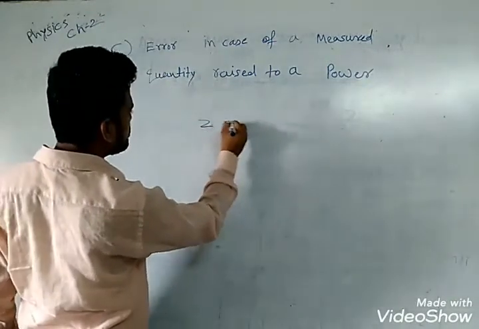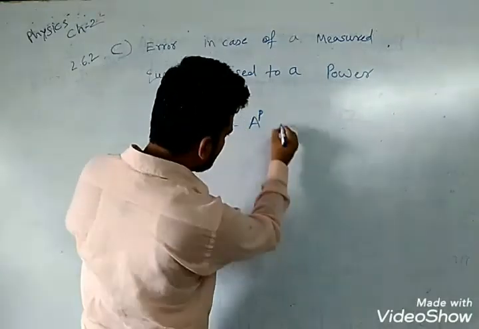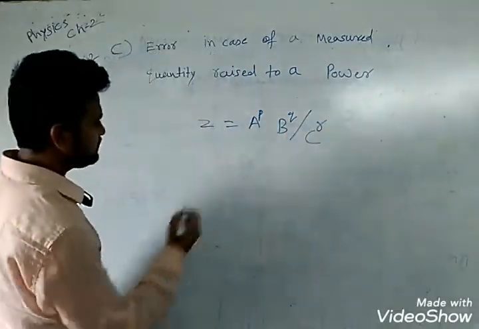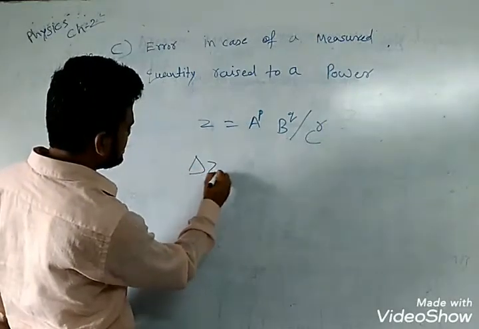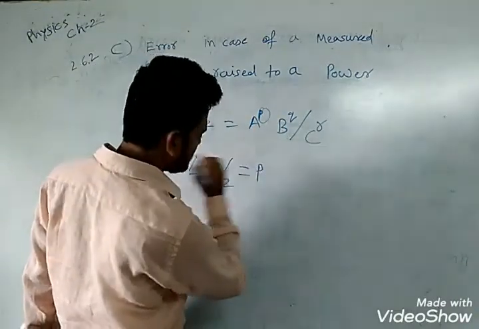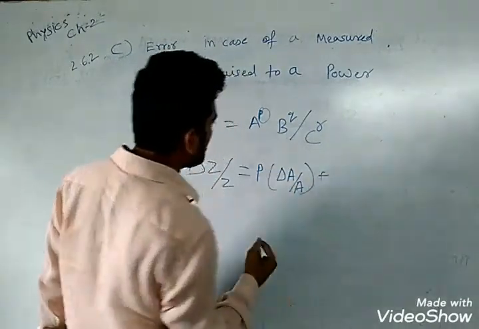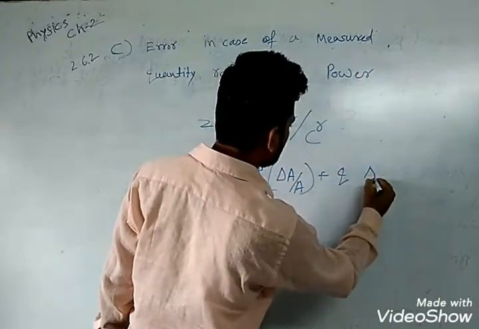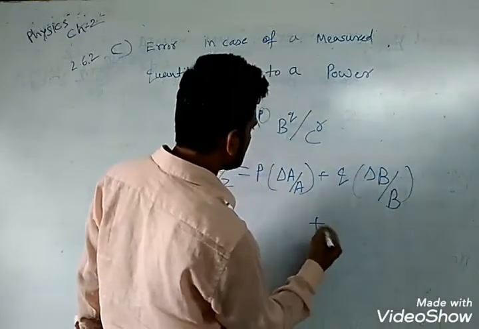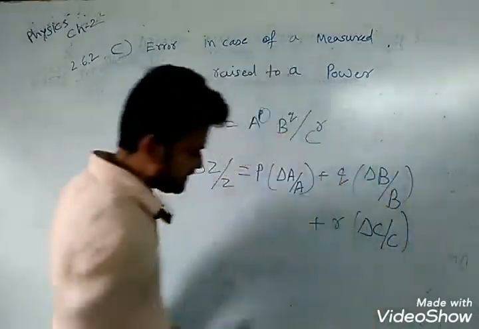In general case, Z is equal to A raised to P, B raised to Q upon C raised to R. So here delta Z upon Z is equal to P delta A upon A plus Q delta B upon B plus R delta C upon C.